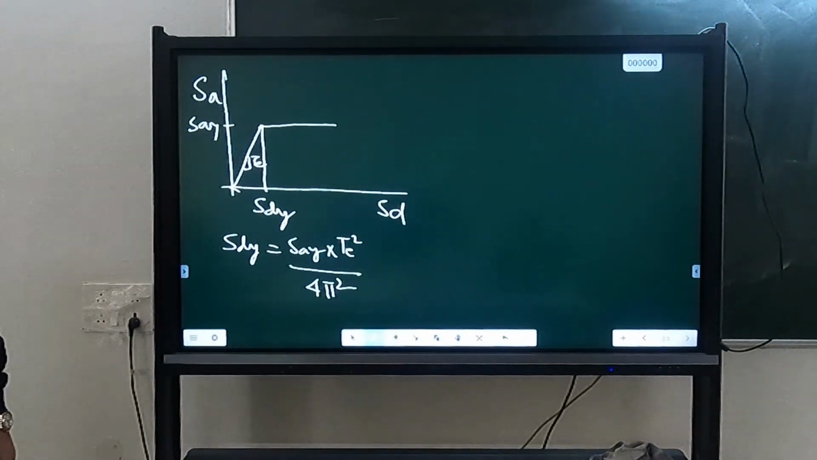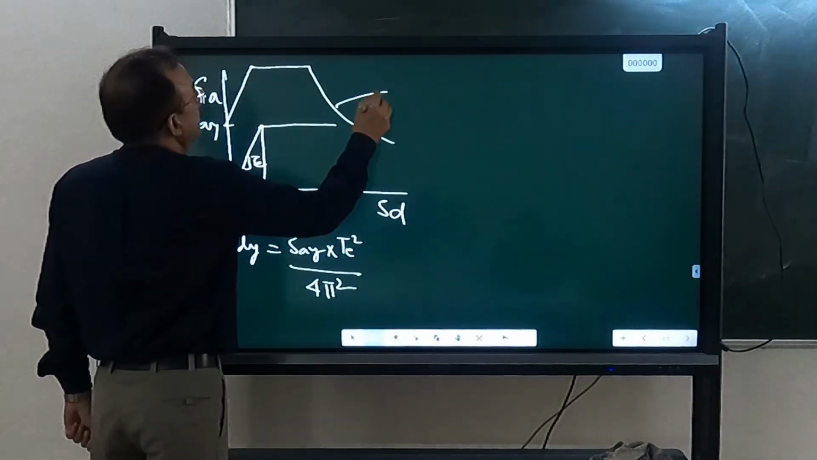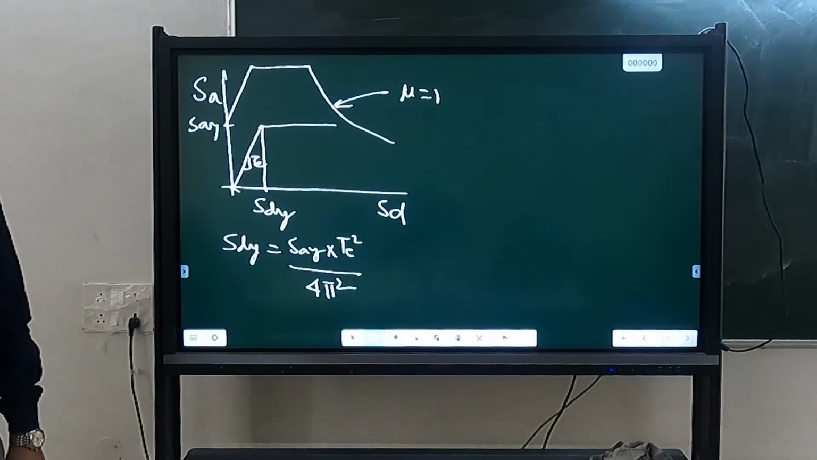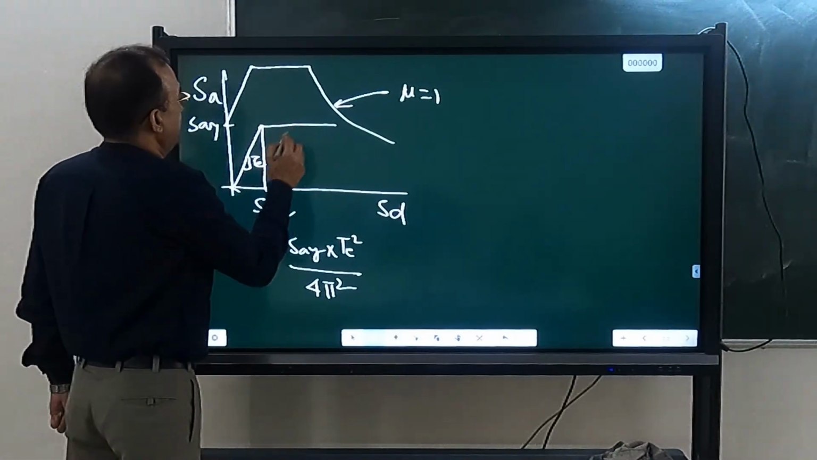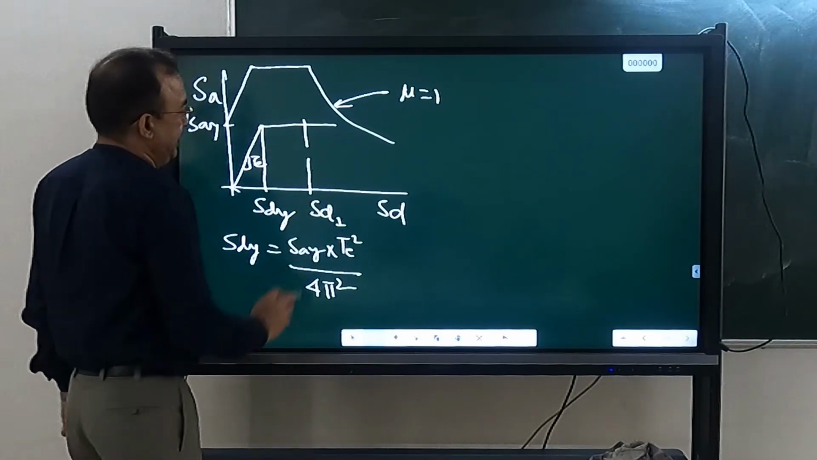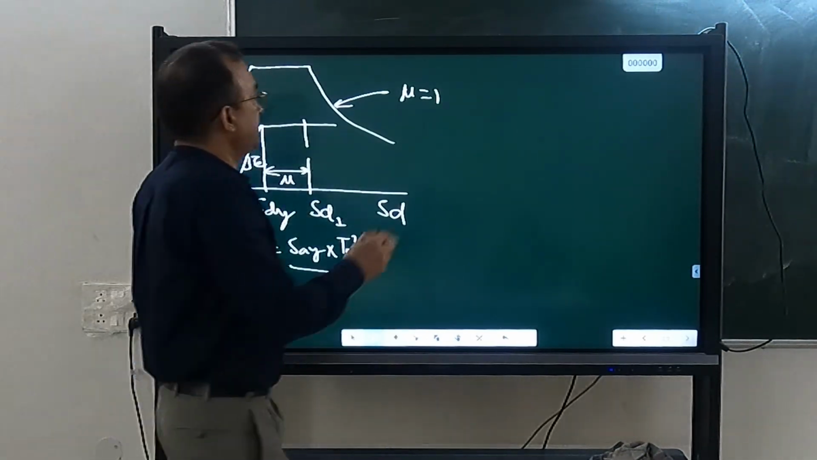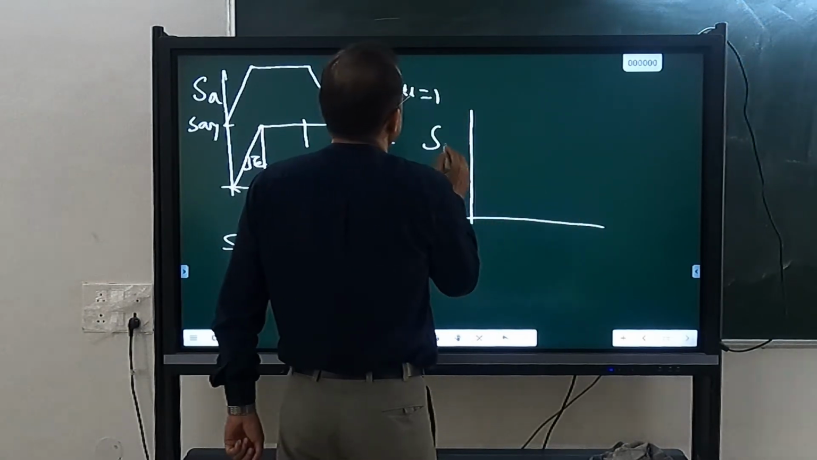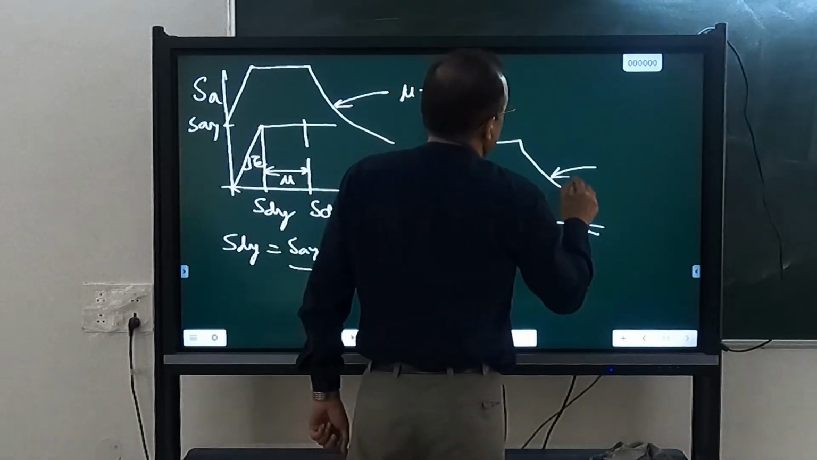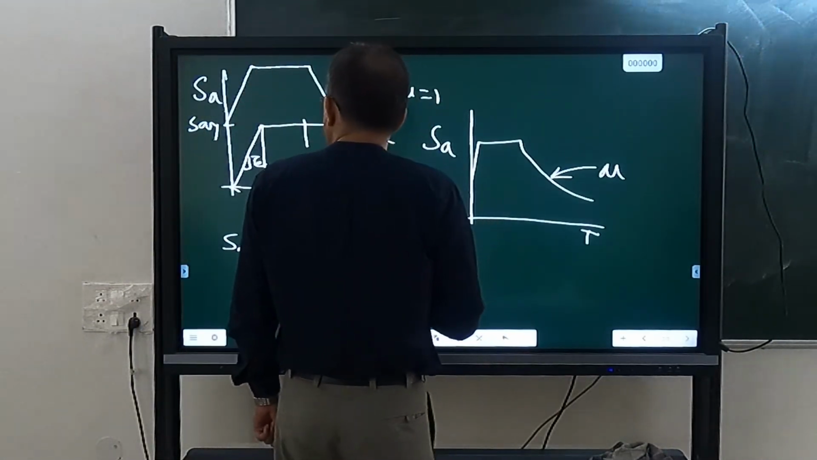What else? Ductility is given or ductility demand is asked? Ductility demand is asked. So you know this curve for mu equal to 1, the response spectrum for mu equal to 1. What you have to do is assume a value of, let us say, the target point as B1. You know mu here. For this mu, you will plot the reduced response spectrum. Okay.